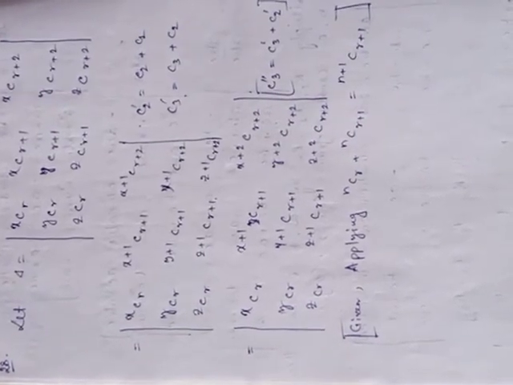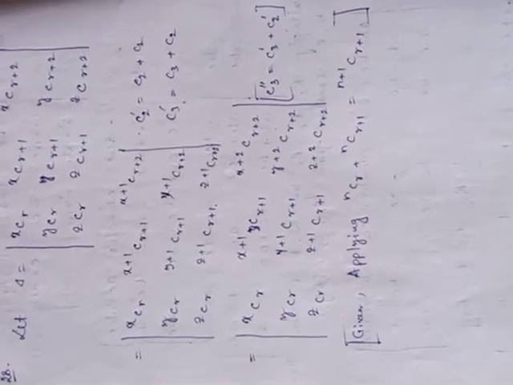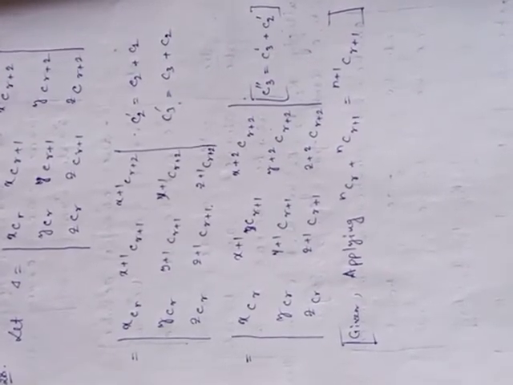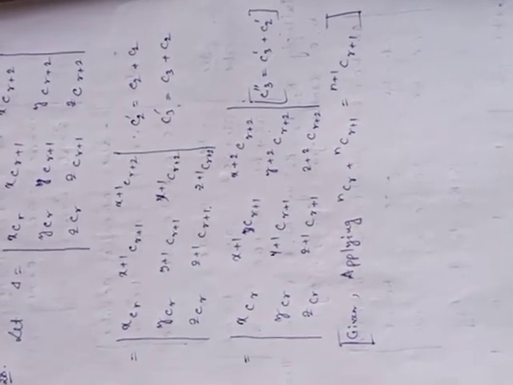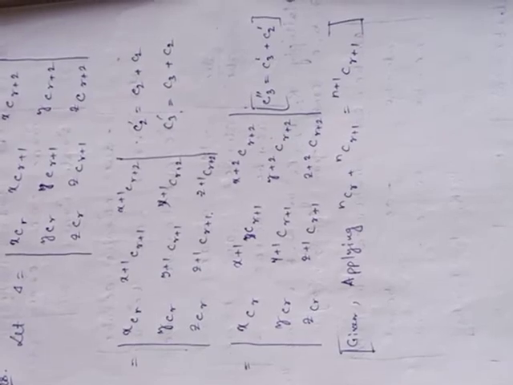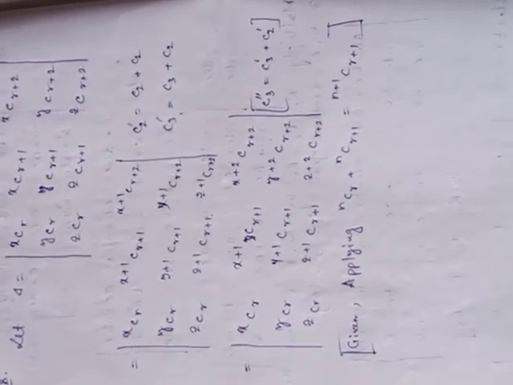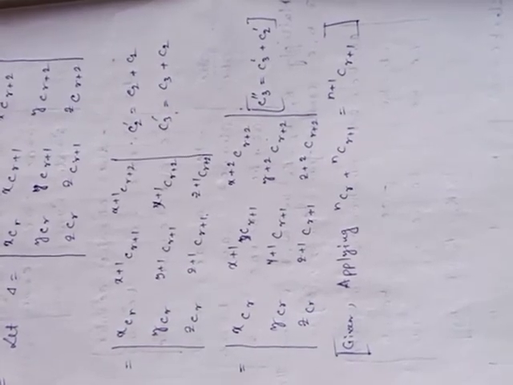Now the last one, number 28. Delta equals the given determinant with entries xCr, yCr, zCr, xCr+1, yCr+1, zCr+1, xCr+2, yCr+2, zCr+2. So this is in combination given. So C2' equals C2 plus C1, and C3' equals C3 plus C2.